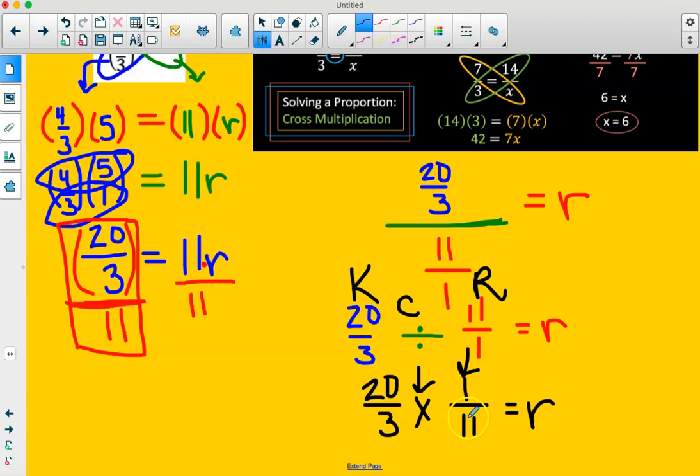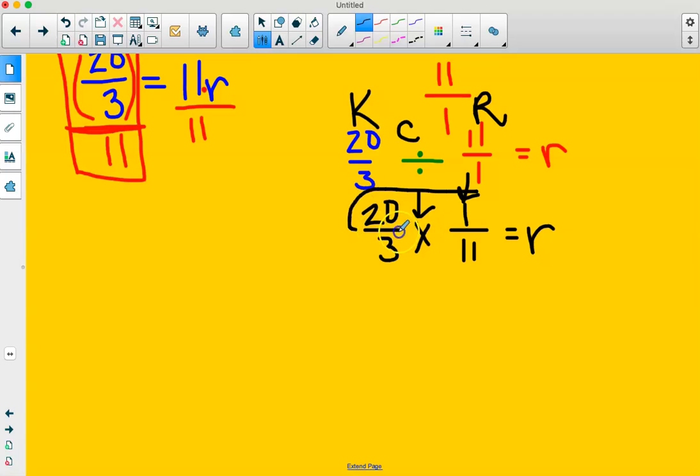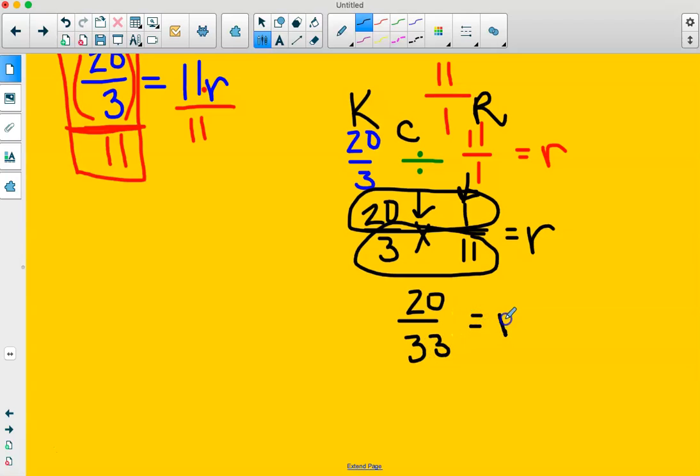Then this is just regular multiplication. So with regular multiplication, we're going to multiply across. 20 times 1, we multiply the numerators together. 20 times 1 is 20, and then we multiply the denominators and we get 33. 33 breaks down into 3 times 11. You can't break it down any further. And 20, you can't divide by 3, and you can't divide by 11. So this is our final answer. R equals 20/33.